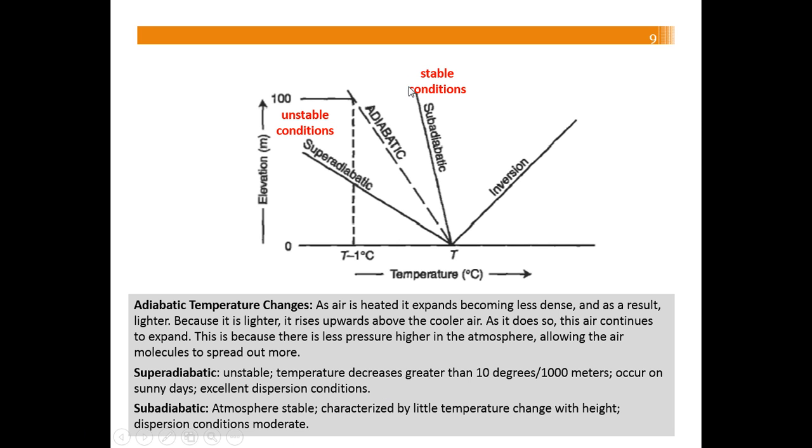Subadiabatic, which would be this one, this is considered stable conditions. So the atmosphere is stable. It's characterized by little temperature changes with height. So notice how steep this angle is, and if you look at the difference between this point and this point, you notice that the temperature change is minimal. Okay, the dispersion conditions here are moderate. All right, so for super adiabatic, best dispersion conditions, subadiabatic, just moderate dispersion conditions. And of course, if you recall, adiabatic represents what is normal.